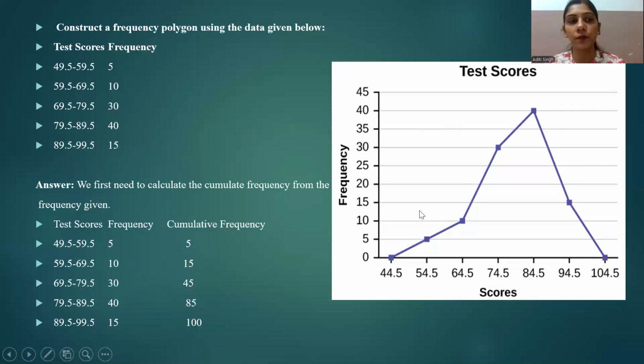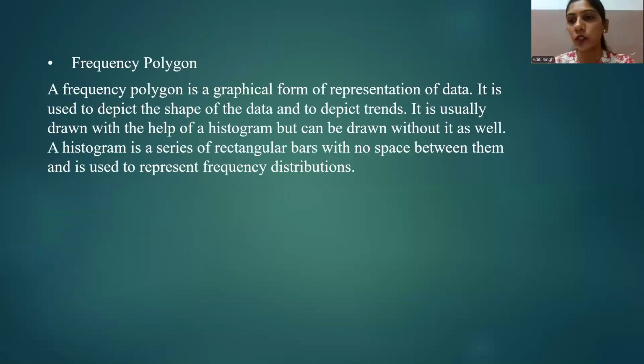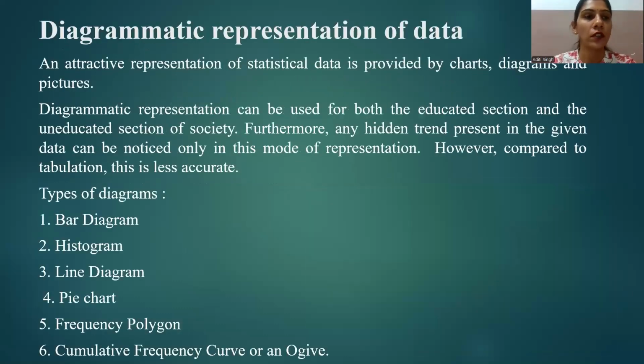For this, we have plotted this frequency polygon. This is how we can show our data with the help of a frequency polygon. These are some commonly used types of diagrammatic representation. We have discussed all these points in detail: bar diagram, histogram, line diagram, pie chart, frequency polygon.